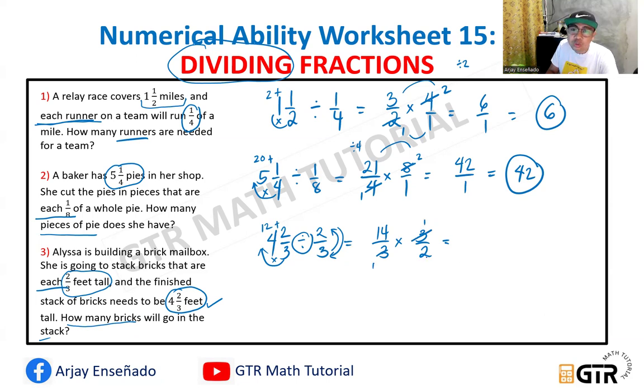And then 14 and 2, divide both by 2. So divide both by 2, 1 na lang ito, and then 14 divided by 2 ay equal sa 7. So multiply, 7 times 1 is 7. For the denominator, 1 times 1 is 1. So final answer is 7.